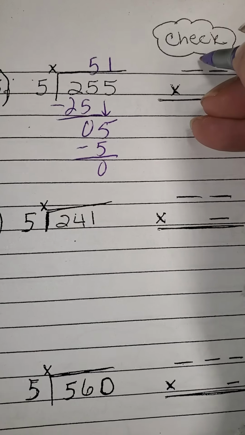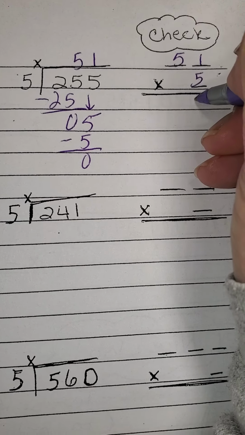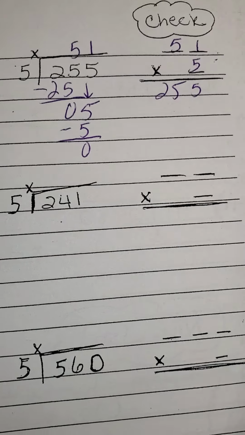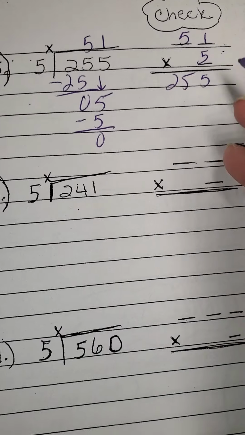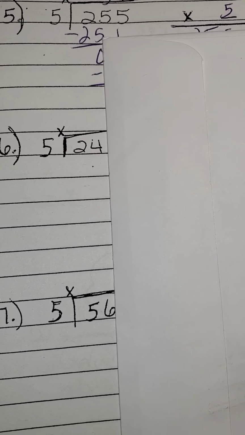Nothing remains. So we're going to run it through a check. 51 times 5: 5 times 1 is 5, 5 times 5 is 25. So 255 balances out. Covering up here, 2 is not big enough to have any 5s.